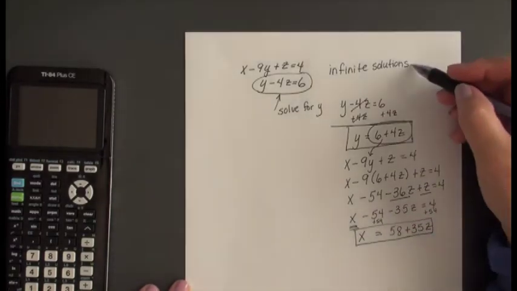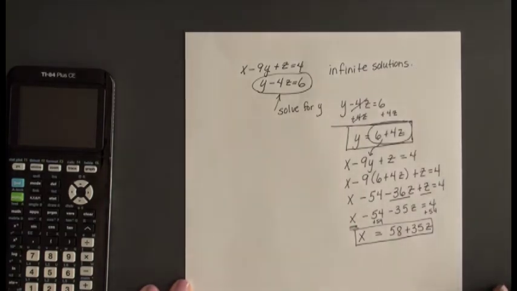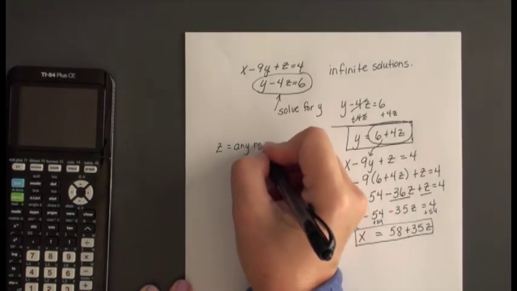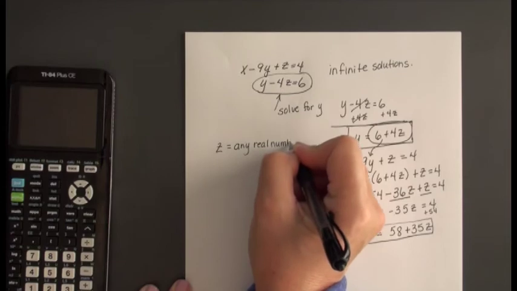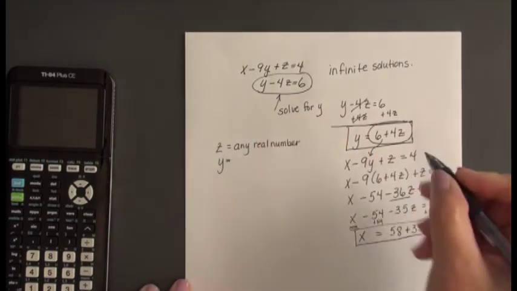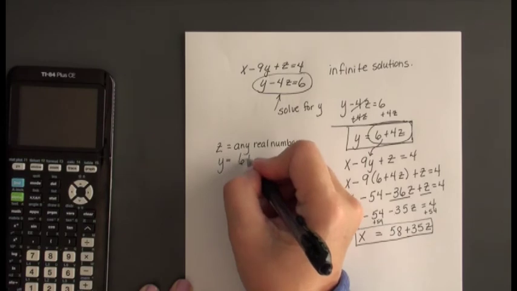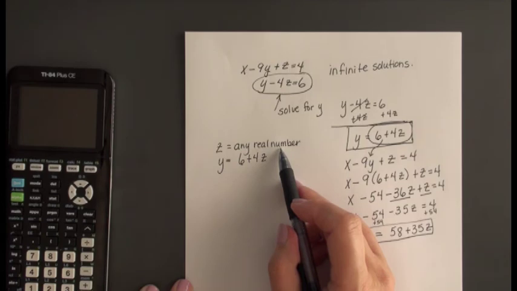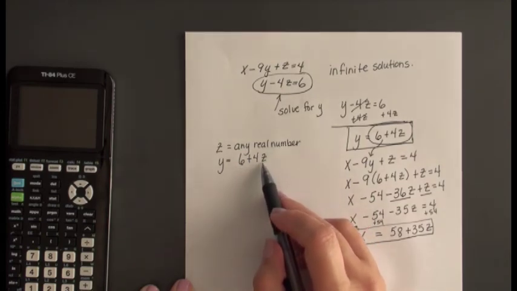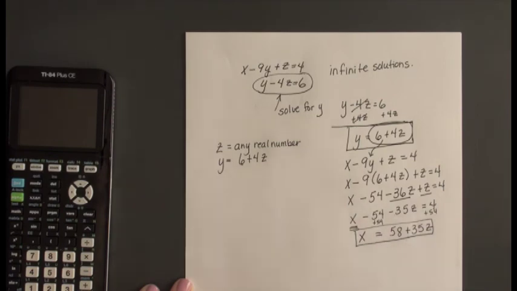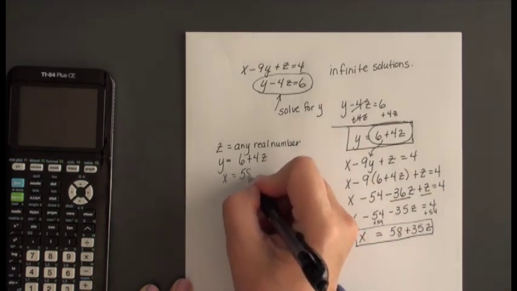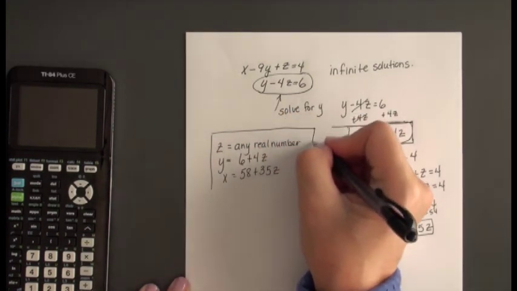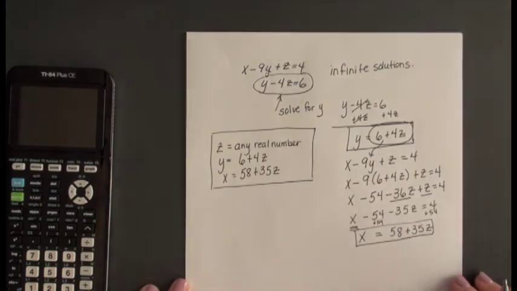So we have infinite solutions, and the way that we express our answer is z can stand for any real number, y equals 6 plus 4z. That means if you picked any z, because z can equal any real number, you could figure out the y that is associated with that. And x equals 58 plus 35z. So that's how we write our solution when we have infinite solutions.